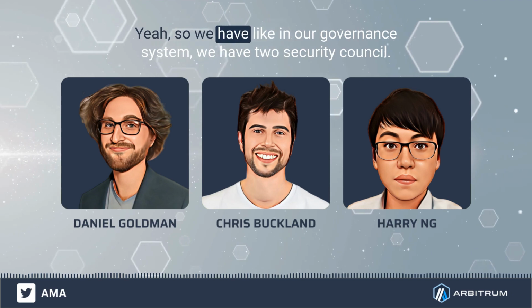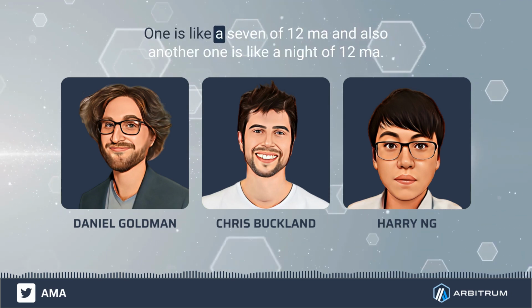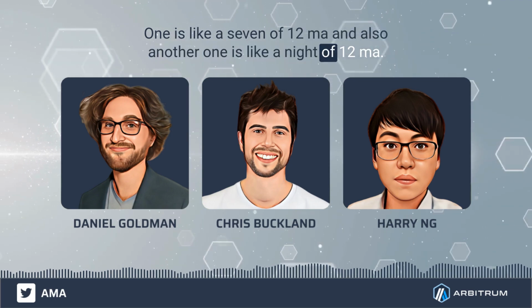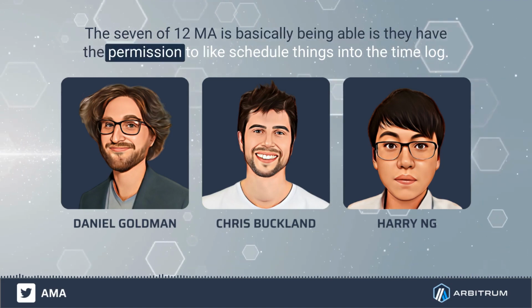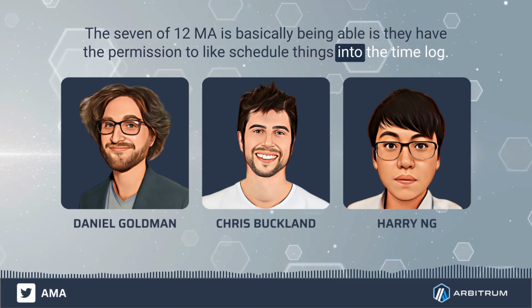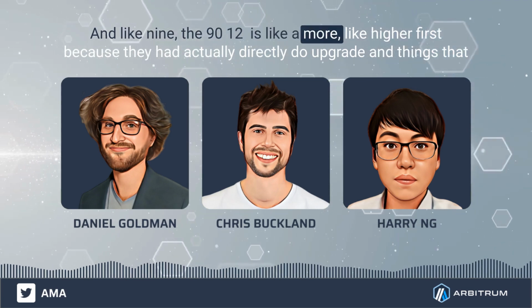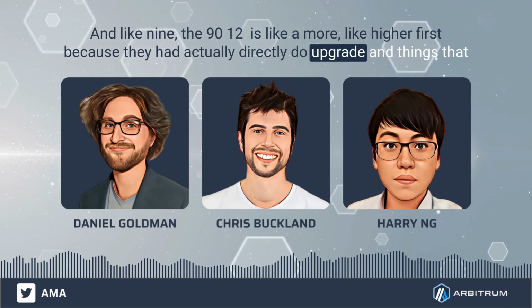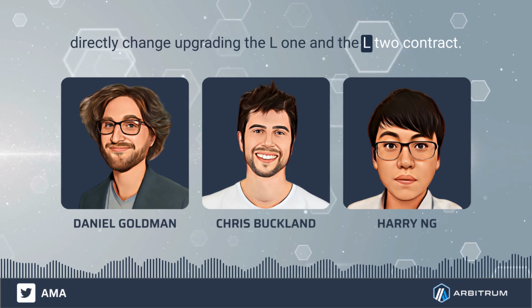Yeah, so in our governance system, we have two Security Councils. One is a 7 of 12 multisig, and the other is a 9 of 12 multisig. The 7 of 12 multisig is able to schedule things into the time lock, and the 9 of 12 multisig has a higher threshold because they can directly do upgrades and things that directly change the L1 and L2 contracts.